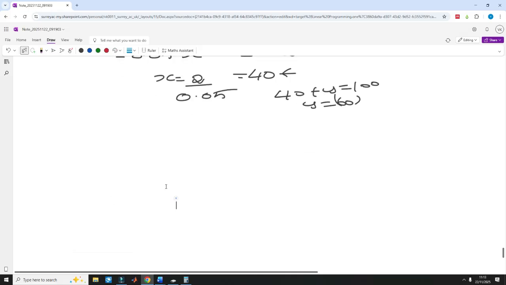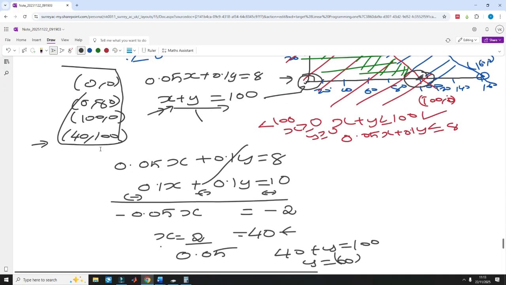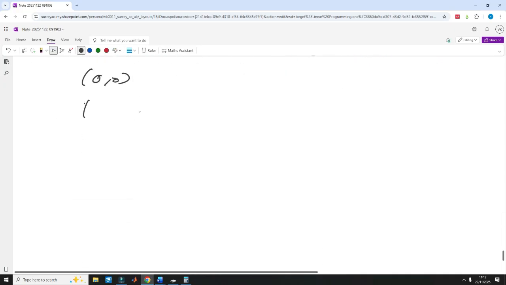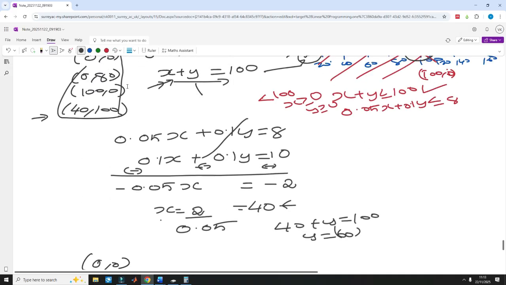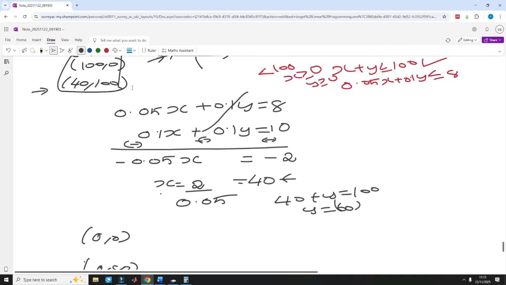So I'm going to write the corner points. One is 0 comma 0, another one is 0 comma 80, another one is 100 comma 0, and the last one is 40 comma, oh, this is not 100, this is 40 comma 60. Last one is 40 comma 60.